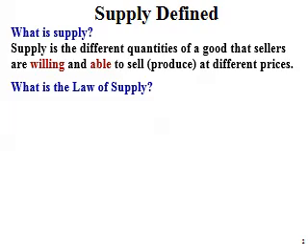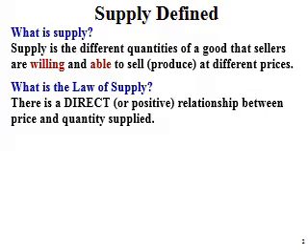Same as with demand, a key is that they have to be willing and able to sell or to produce at the different prices. So again, we're looking at the different quantities of a product or a good that sellers are willing and able to sell at different price points.